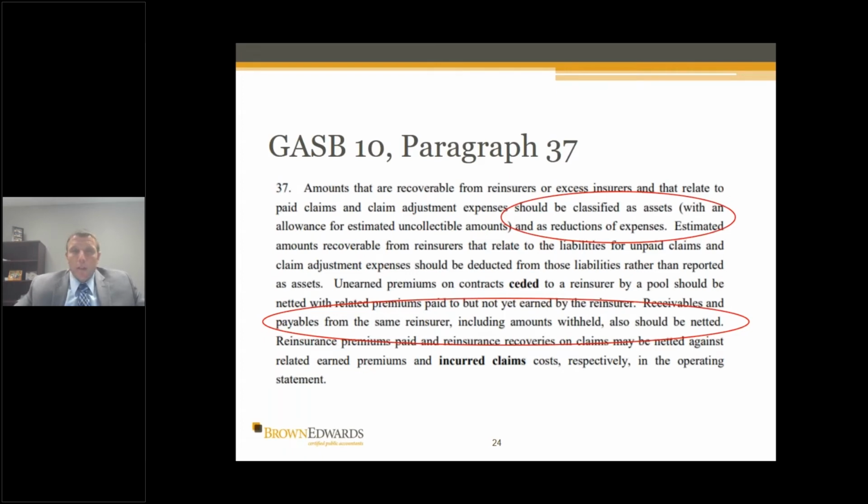GASB 92 explains that GASB 10, in paragraph 37, says that recoveries from reinsurers or excess insurers should be reported as a reduction of expenses, which is interpreted by most as required. But then the last sentence says that recoveries may be netted. So they're removing that required reduction of expenses language to reduce the inconsistency without actually changing the practice that most governments apply. So in summary, they're backing off that required language.